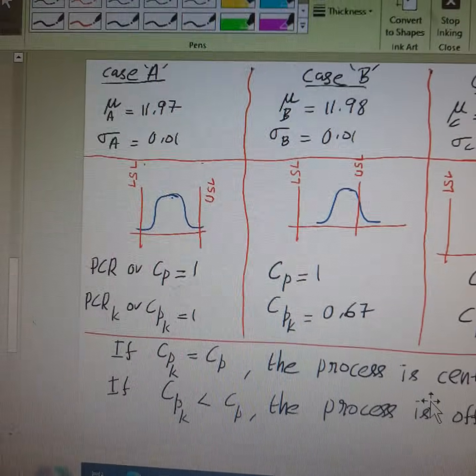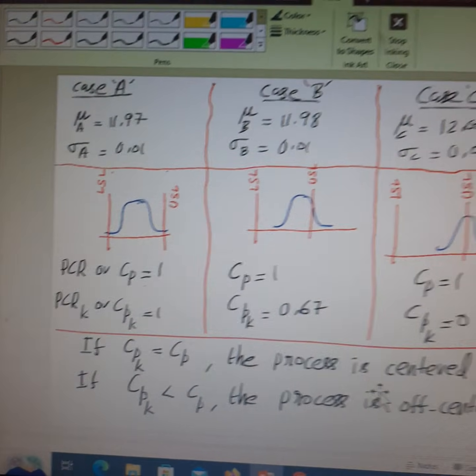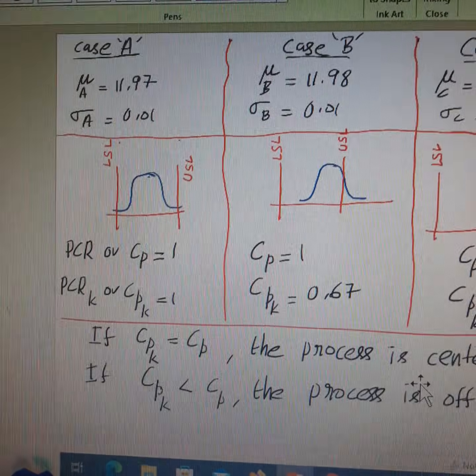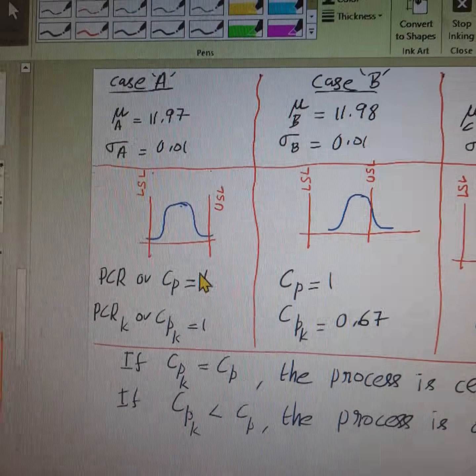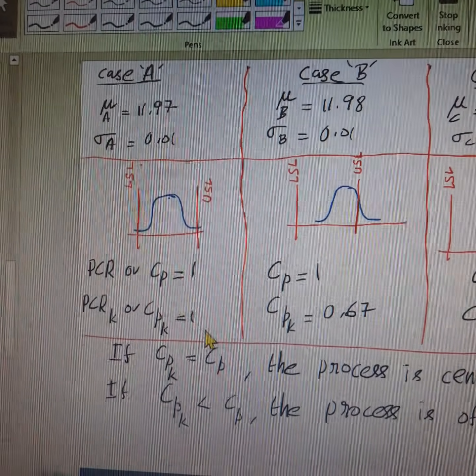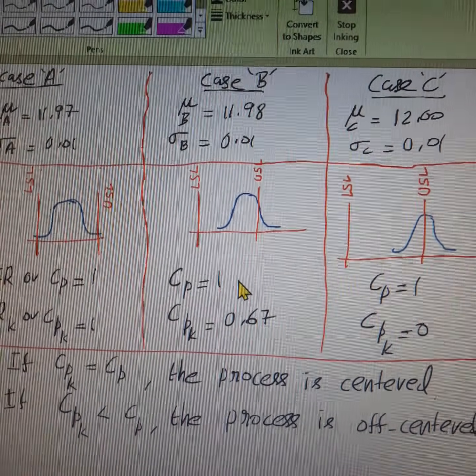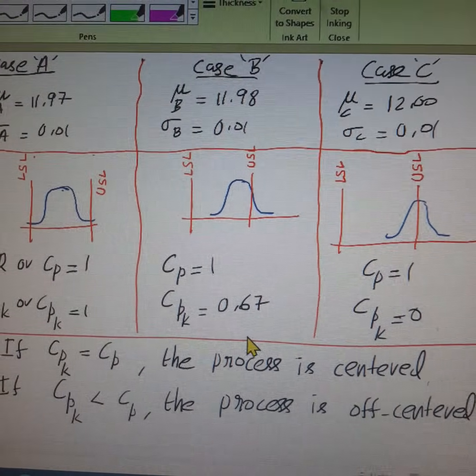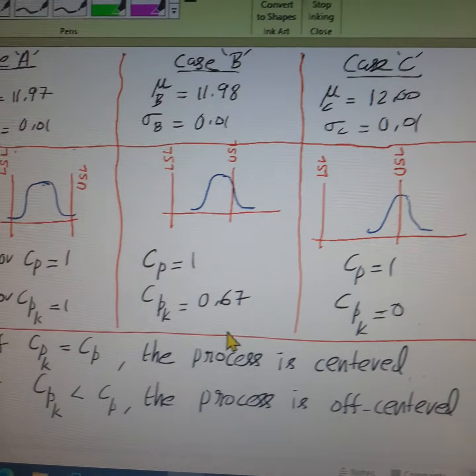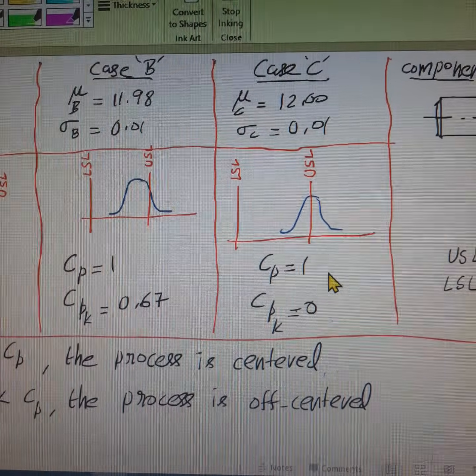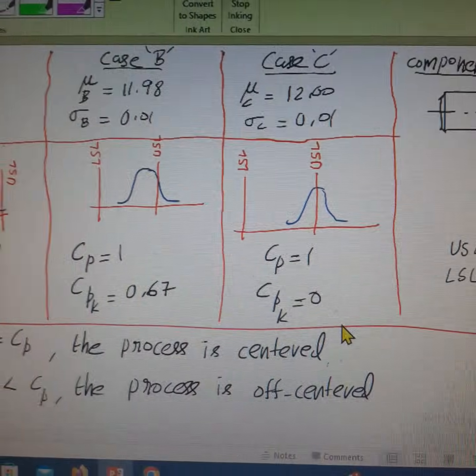So we have found PCR and PCRK for each of the three different cases. For case A, the PCR is 1, PCRK is also 1. For case B, the CP or PCR is 1 and CPK is 0.67. For case C, CP is 1 and CPK is 0.